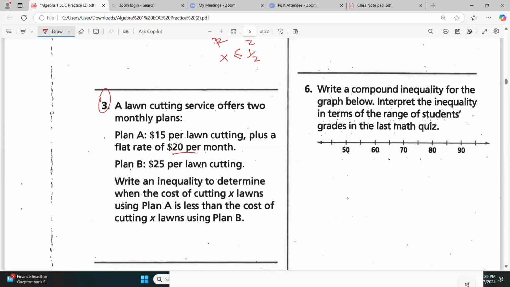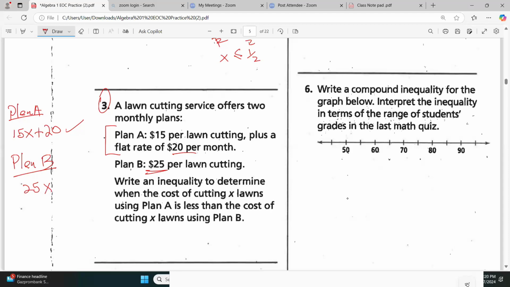Now let's take a look at what Plan A is. You go back here. We're dealing with x lawns. So it's $15 per lawn. So for Plan A, we're dealing with $15 per lawn, so that is 15 times x, plus there is a flat fee of $20. So that is the expression for Plan A's service. For Plan B, we're looking at just $25 per lawn.